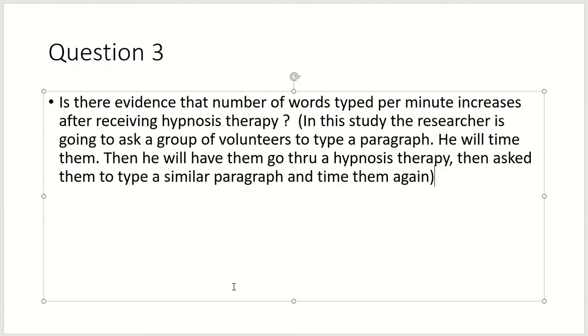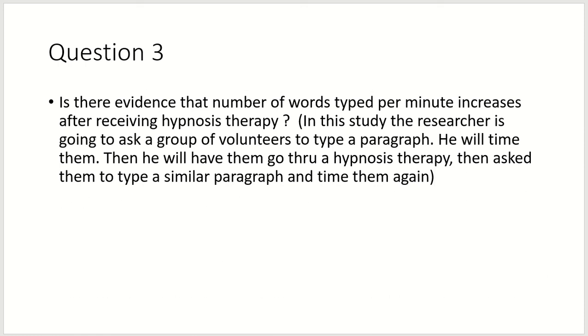The null hypothesis is going to be the average mu of words typed per minute before hypnosis equal to mu of words typed after hypnosis. These two are the same. Or you can write that the mu of the differences in words typed per minute is equal to 0, and there is no change. The alternative hypothesis, these mu are different. Your outcome variable, your dependent variable, is the number of words typed per minute. Your independent variable, your exposure variable, is receiving hypnosis. So before receiving and after receiving the hypnosis therapy.